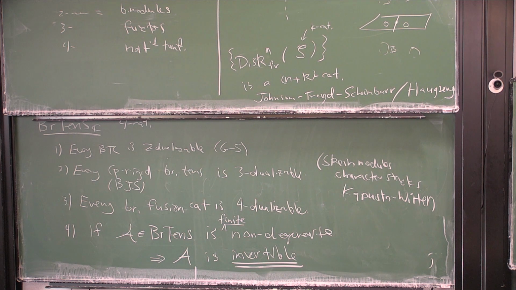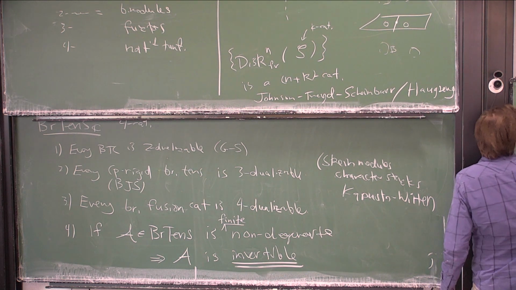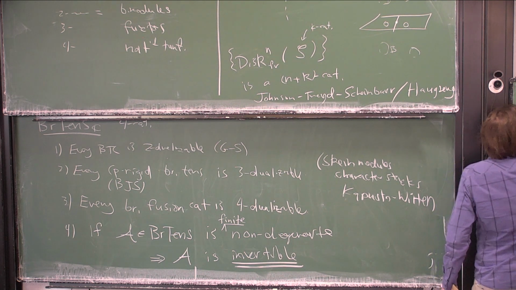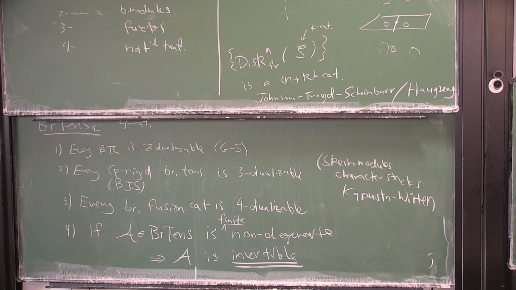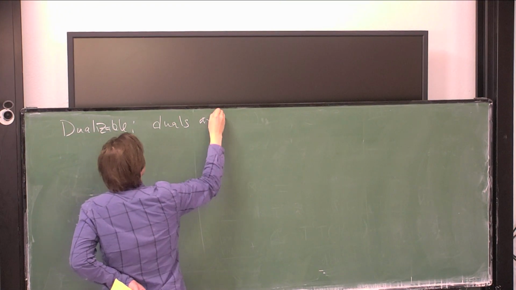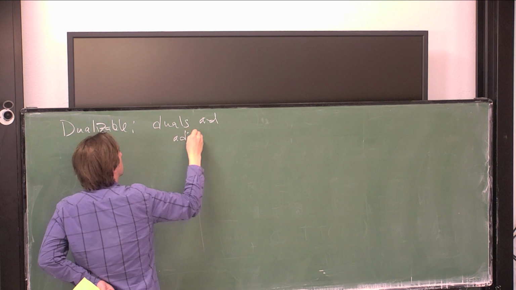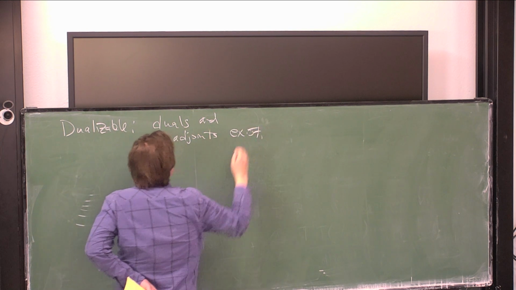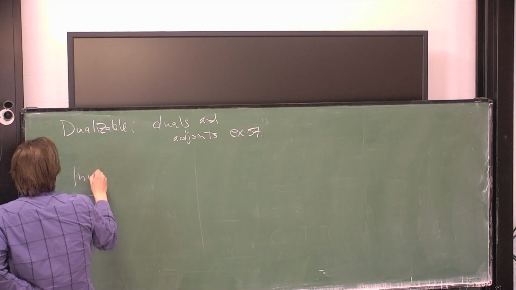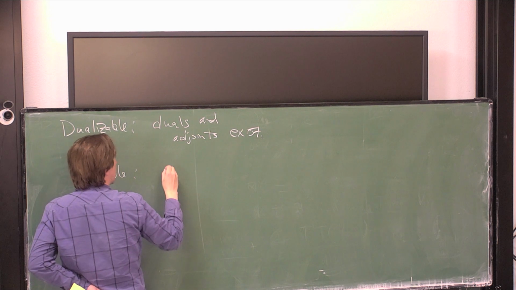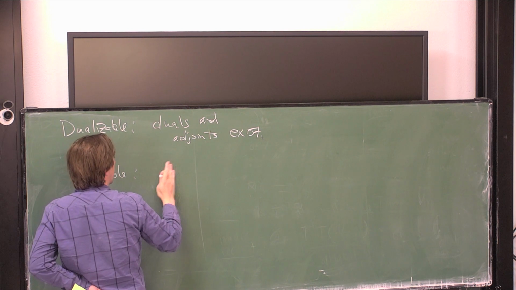Okay, so invertible, so dualizable was the requirement that you have duals and adjoints. They exist. And invertible is the fact that they're all isomorphisms.